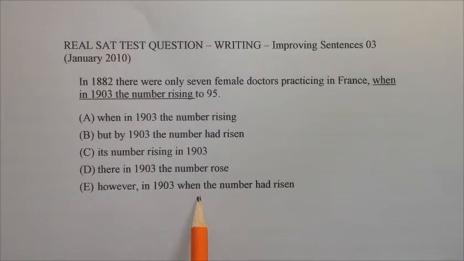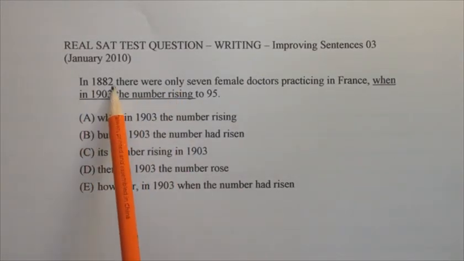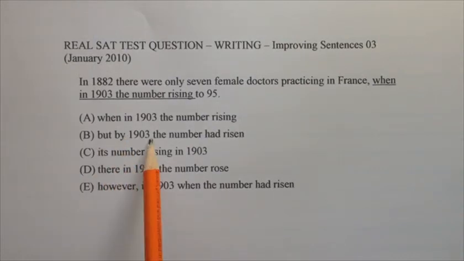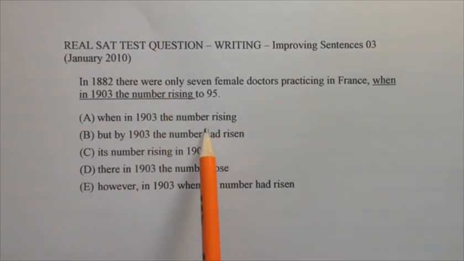But you don't need the "when" here because you've already told us when. Okay, so in 1903, the number had risen. The only correct answer would be B. 1882, by 1903, this had happened. Oh, again, past tense, past perfect.